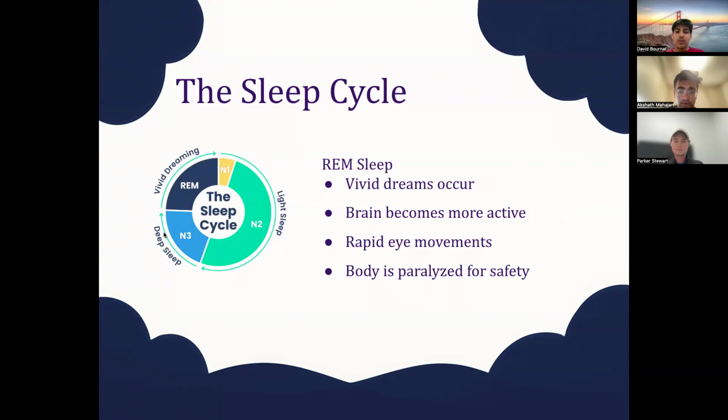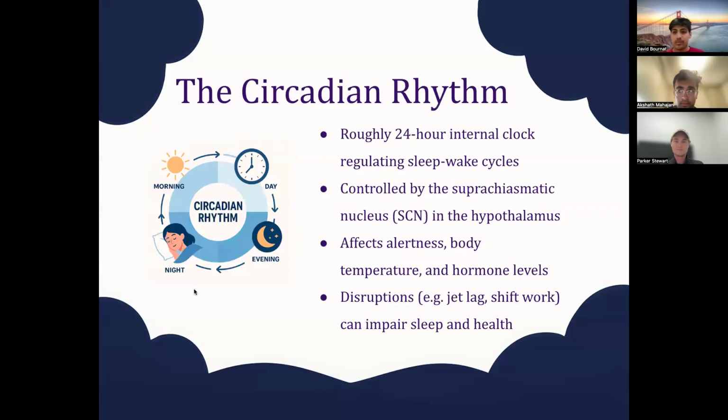Lastly, the final stage is REM sleep, which stands for rapid eye movements. And this is where the body goes into paralysis in order to prevent the body from acting out the vivid dreams that we experience during this stage of sleep. Over the course of a typical night, you're going to on average go through 4 to 6 cycles of sleep before waking up. And as the night goes on, the N3 sleep stage gets shorter and the REM stage gets longer.